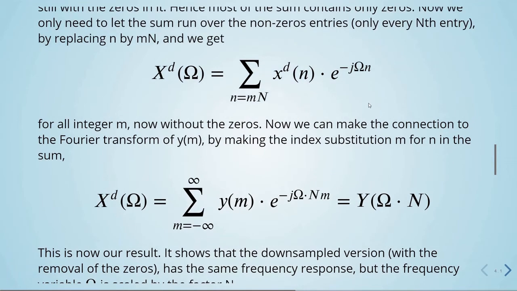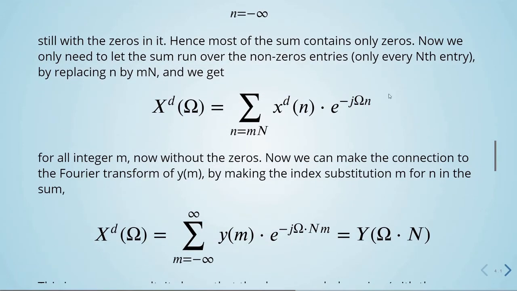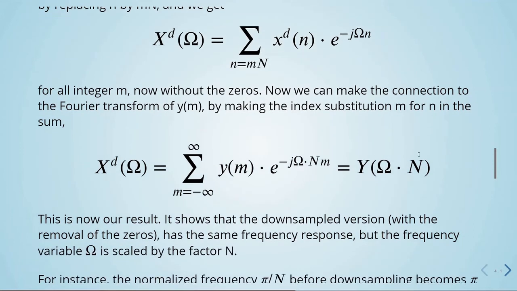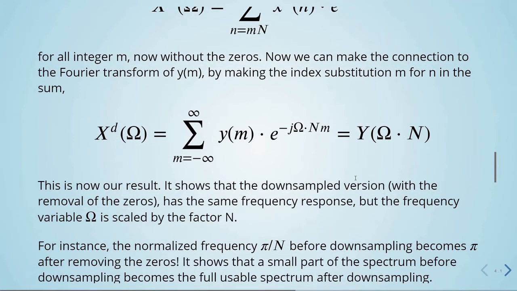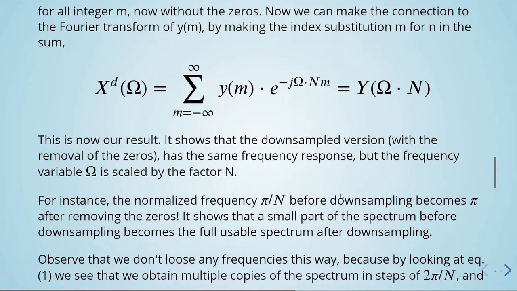Here was the Fourier transform of the signal with the zeros. Here's the Fourier transform of the signal without the zeros, and we get this factor N that is scaling the capital omega. So for instance, the normalized frequency pi divided by capital N before downsampling becomes pi after removing the zeros. And it shows that a small part of the spectrum before downsampling becomes the full usable spectrum after downsampling.